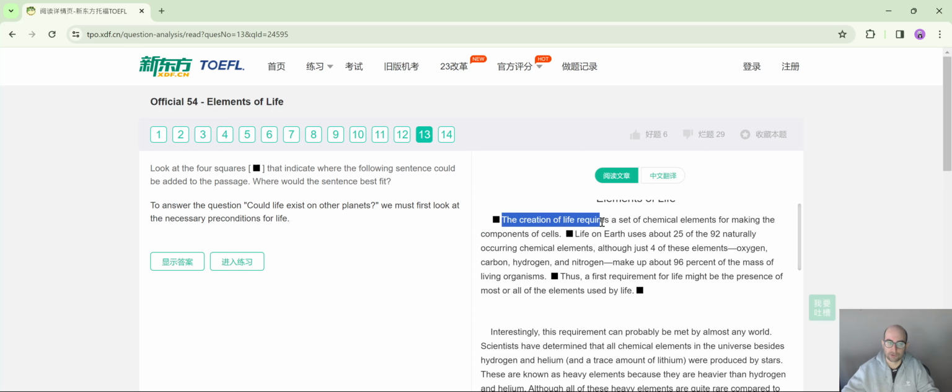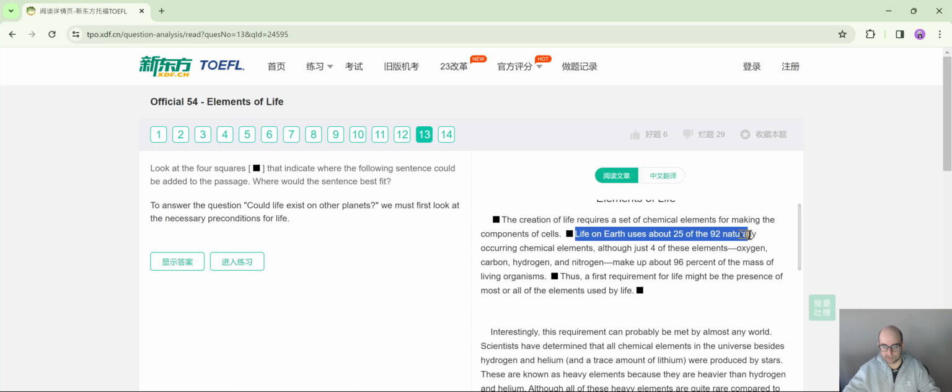The creation of life requires, well, they have necessary preconditions. That's about requirements for life. Then they paraphrased it by saying the creation of life requires a set of chemical elements for making the components of cells. This looks good already. But let's check B, C, and D. These can be kind of complicated questions sometimes, and the choices can sometimes be close.